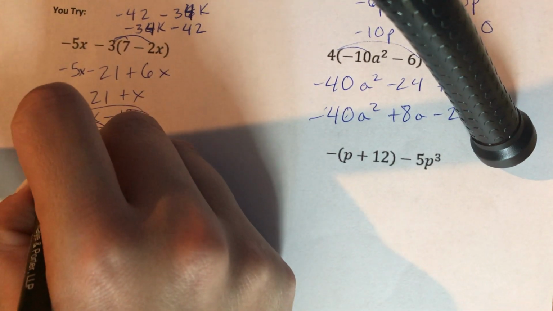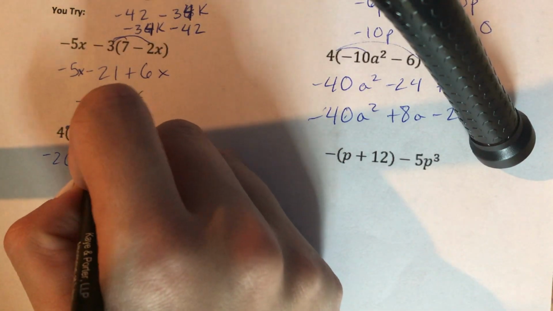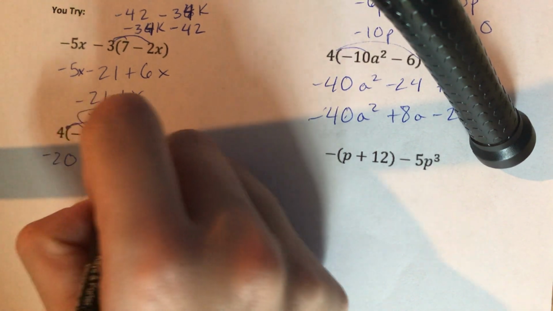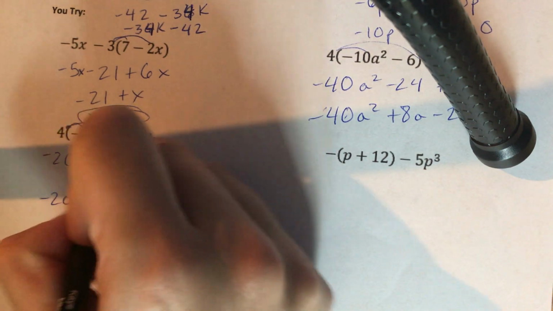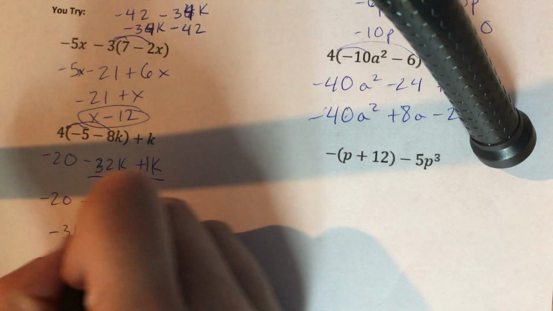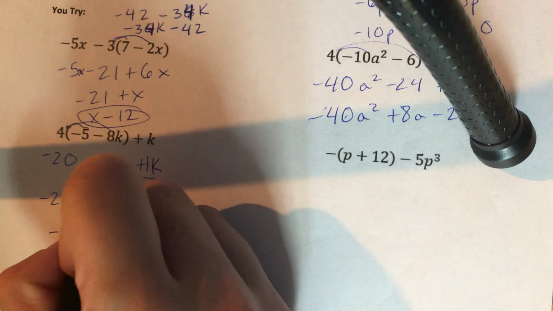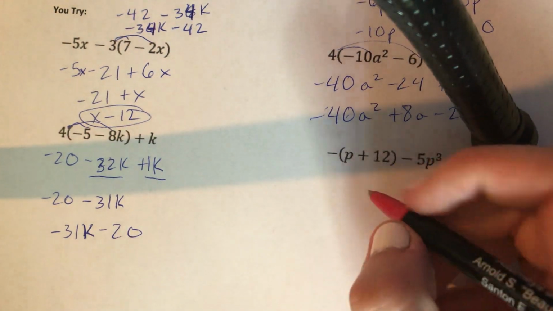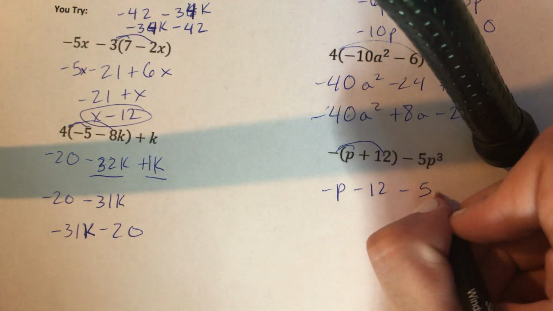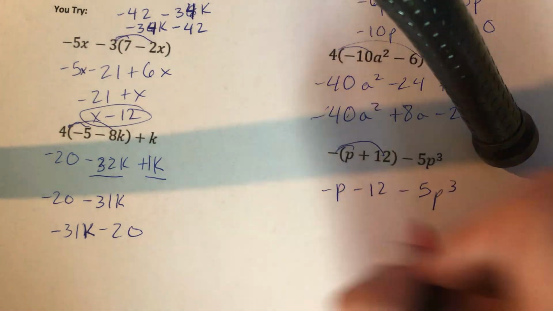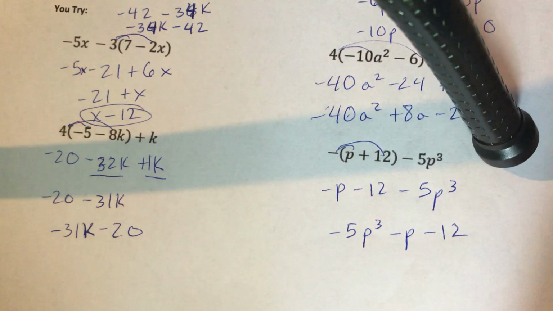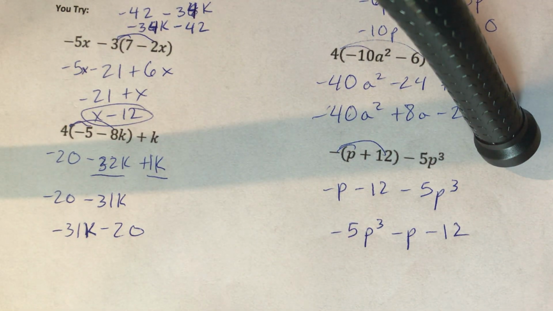All right, moving down over here. Okay, so we get 4 times negative 5, which is negative 20. Negative 32k plus k. We'll combine like terms. This is a 1k, so this is 31. Then I'll do negative 31k minus 20. That's the final answer. Distribute my negatives, so negative p minus 12 minus 5p to the third. We don't have any like terms here, so I'm just going to rearrange in standard form, highest power to lowest power. And we're done. So that is evaluating and simplifying.